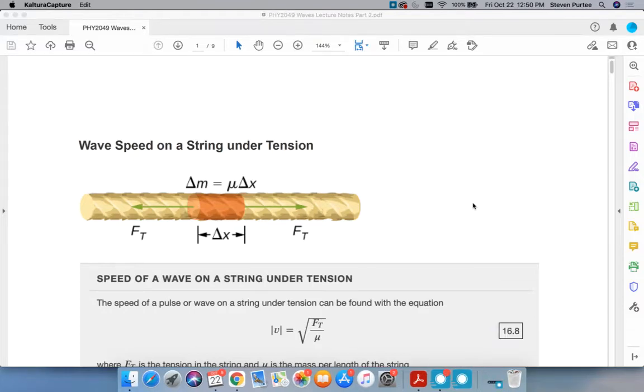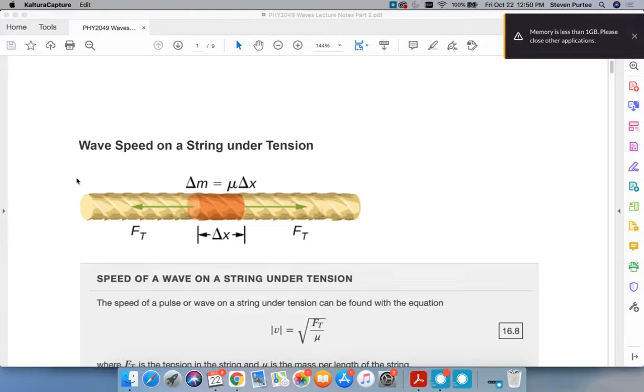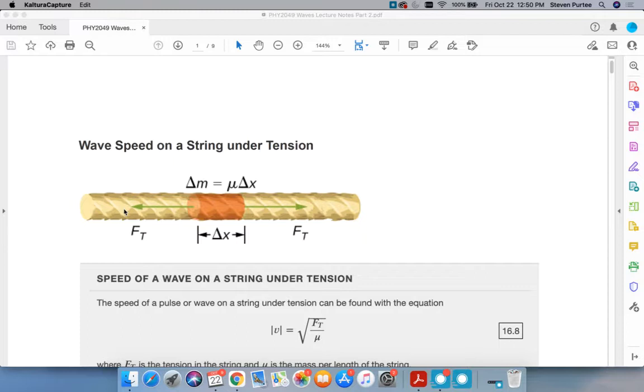Okay, let's continue talking about waves here. Imagine we have some string, say a guitar string or some cable that's under tension. Then sound waves can be emanated from that. Waves can travel through this string. So this thing is under tension. We call that tension force Ft.